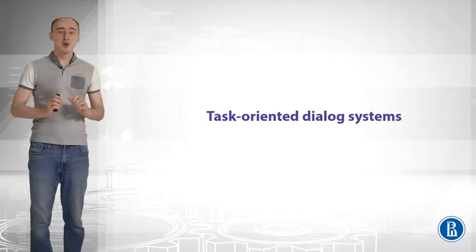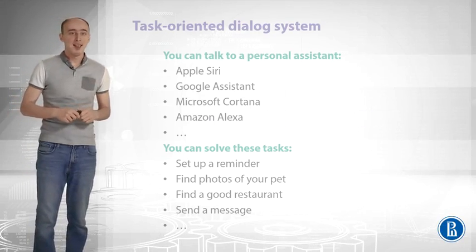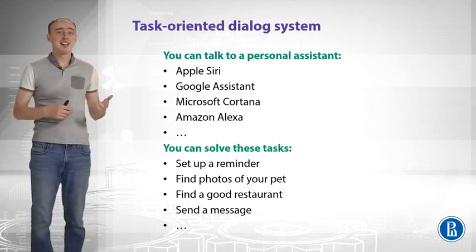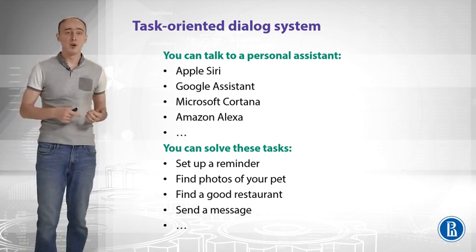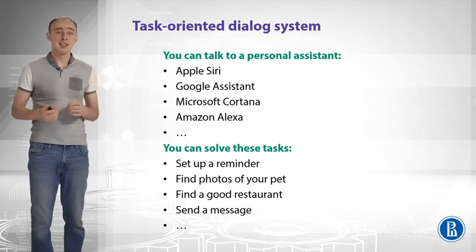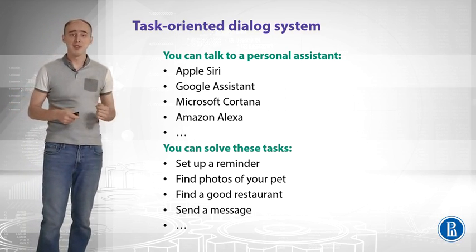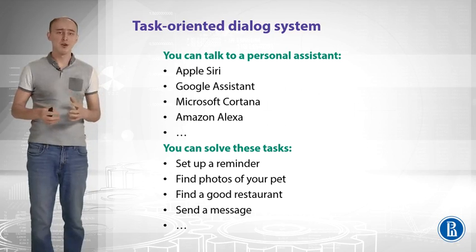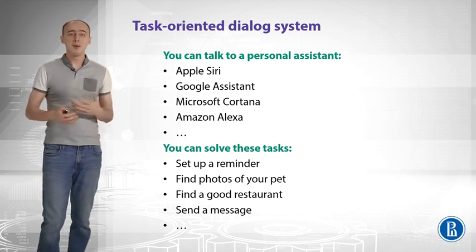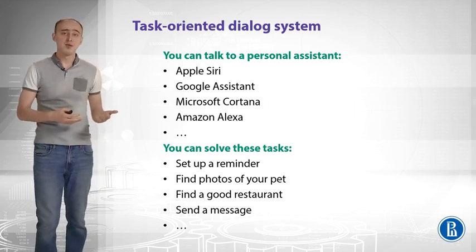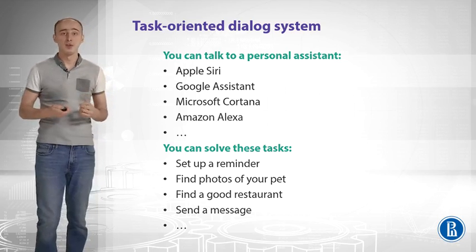Hi, this week we will talk about task-oriented dialog systems. Where you can see task-oriented dialog systems, you can actually talk to a personal assistant like Apple Siri or Google Assistant or Microsoft Cortana or Amazon Alexa. You can solve tasks like set up a reminder, or find photos of your pet, or find a good restaurant, or anything else. People are really familiar with these personal assistants, and this week we will overview how you can make your own.